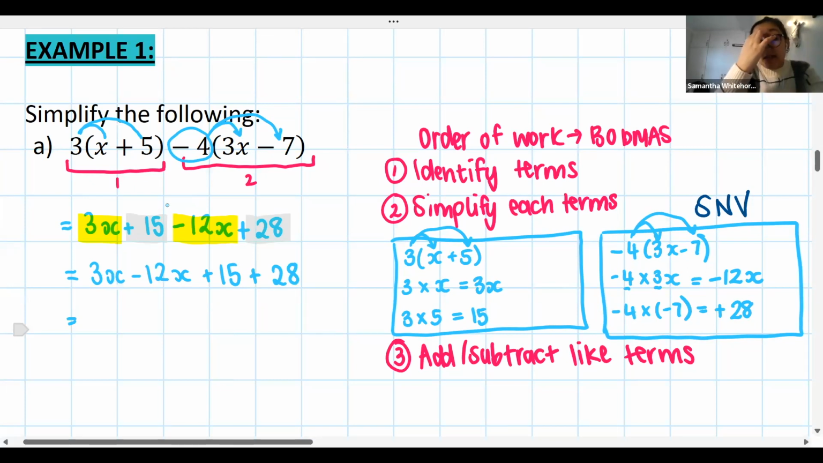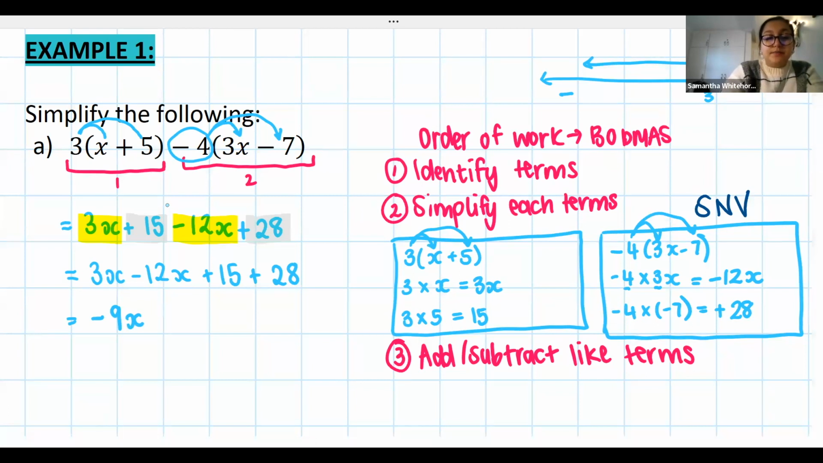So 3x minus 12x. Think of it in terms of a number line, guys, or just use your calculator. You're starting at 3 and you need to subtract 12, which means you're going to end up with a negative value. And that gives us a negative 9x. We then have positive 15 plus 28, which gives us a positive 43. Let me just make sure my maths is right there, 38.